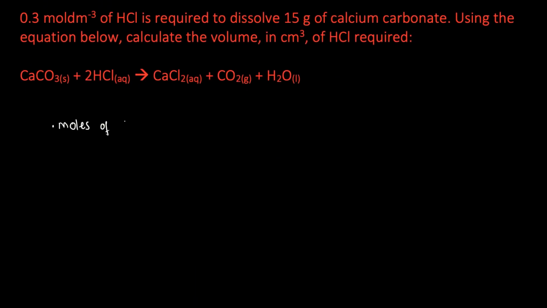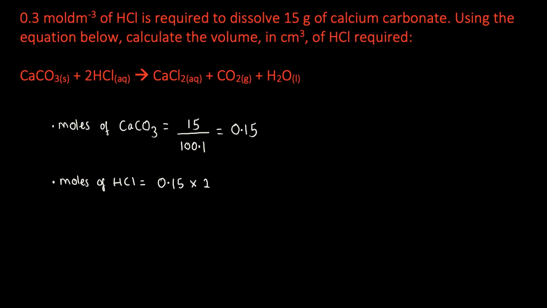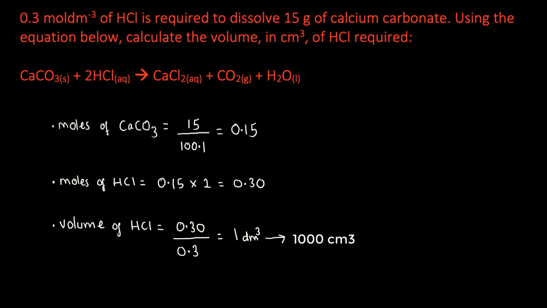Calculate the moles of calcium carbonate. So mass, which is 15, divided by the molecular mass, which is 100.1, gives us 0.15 moles. The ratio of the carbonate to the acid is 1:2, so we have double the number of moles of HCl. Divide this by the concentration of HCl, which is 0.3, and we get 1 dm cubed, which is the same as 1000 cm cubed.